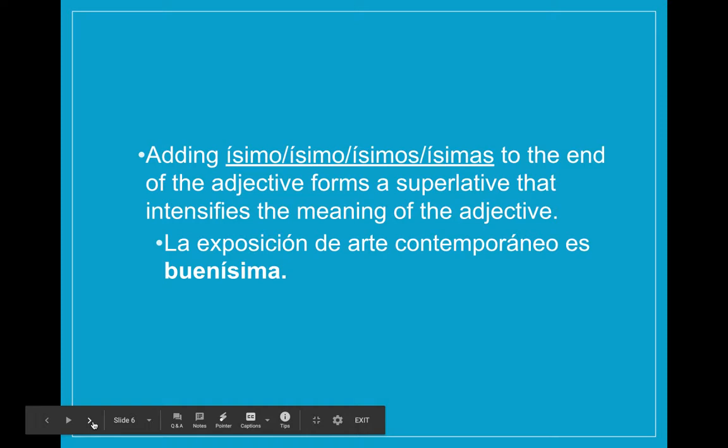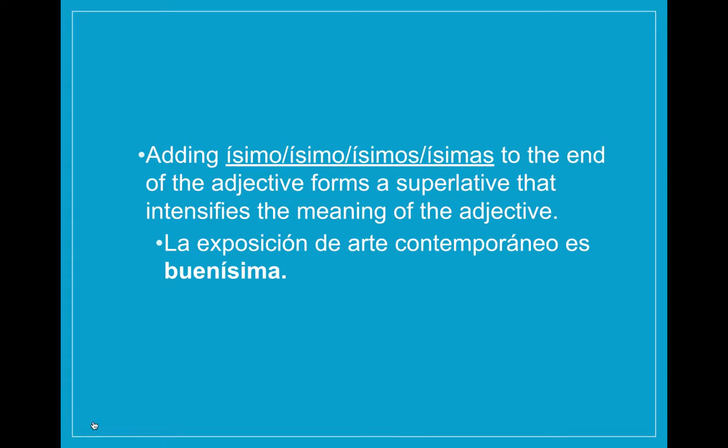Another type of superlative is to add ísimo to the end of an adjective. So ísimo, ísima, ísimos, ísimas to the end of an adjective to form a superlative that intensifies the meaning of the adjective. So we could say something is muy grande, very big. But what if we want to say very, very big? In Spanish, we don't do muy, muy. Instead, we add ísimo to our adjective to make it even stronger. So we could say, la casa es grande. La casa es muy grande. It's very big. La casa es grandísima.